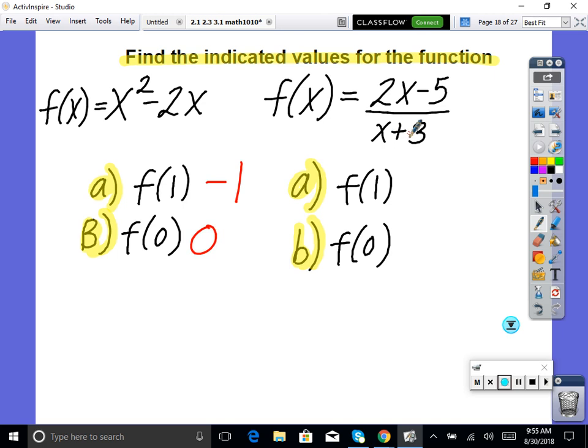What if right here, I asked you to plug in -3, what would you get on bottom? 0. So our answer would not be 0. What would our answer be? It wouldn't be 0, it would be undefined. You can't divide by 0, everybody.